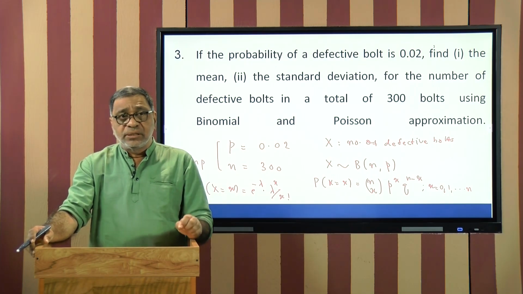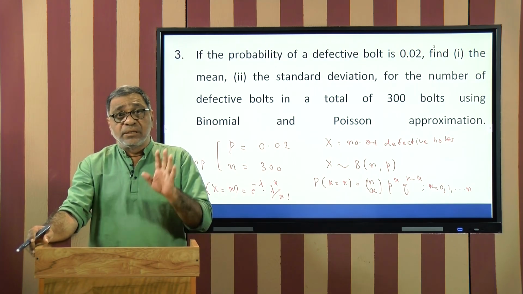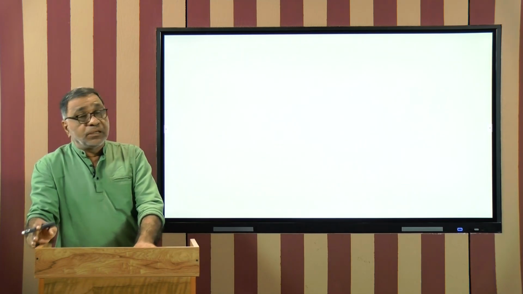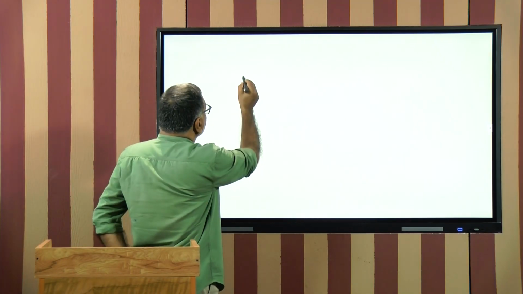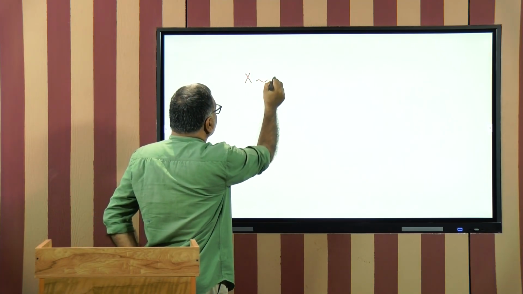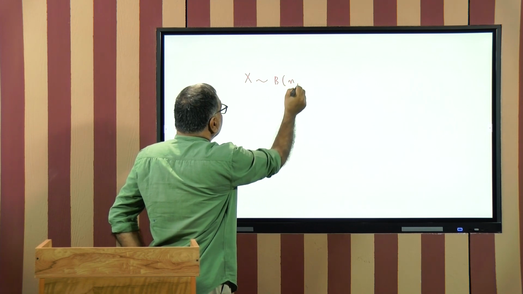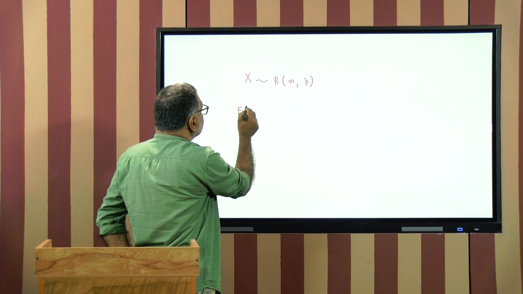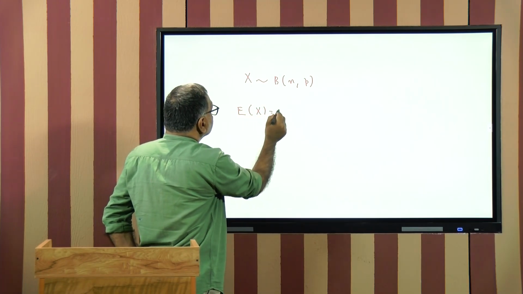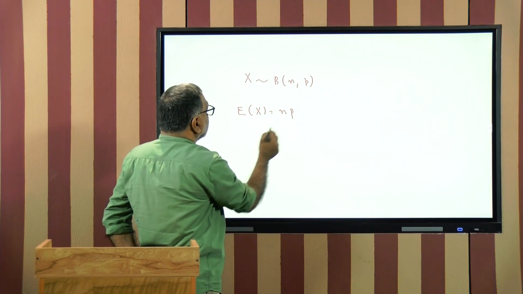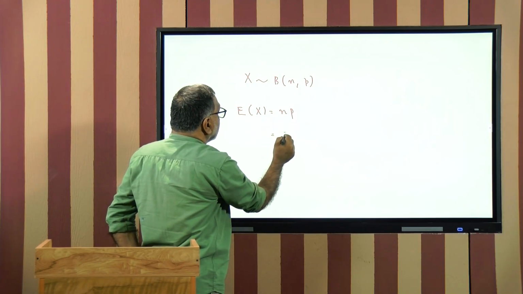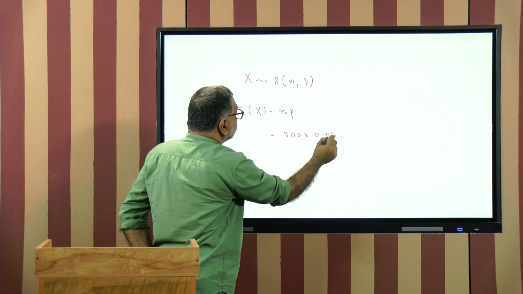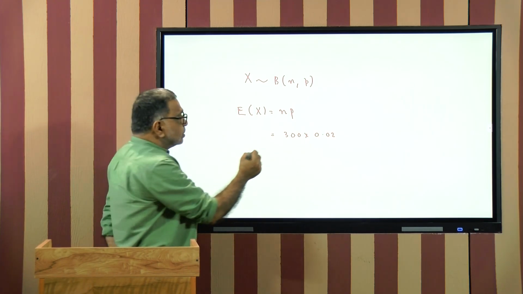So the question here is, what is the mean and standard deviation for the number of defective bolts? Suppose x is a binomial random variable, we derived the mean as expectation of x is equal to np, and that is equal to n is 300 and p is 0.02. So that is 6.